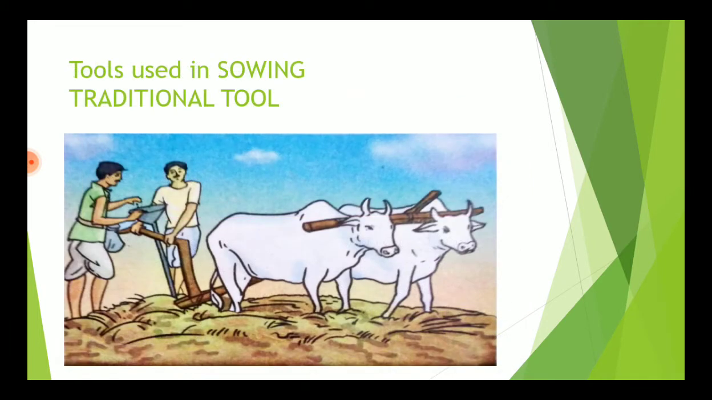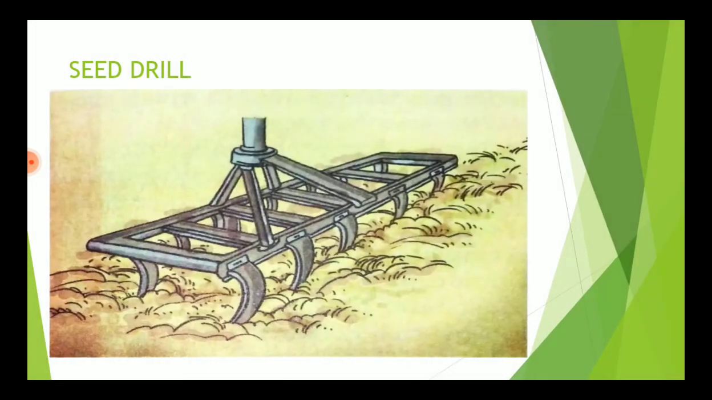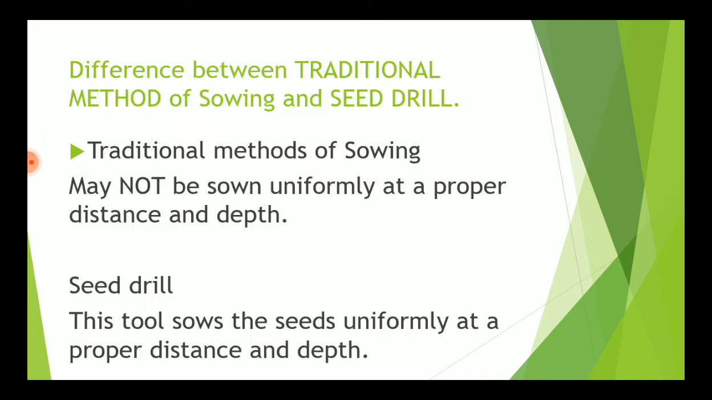Tools used in sowing. Difference between traditional method of sowing and seed drill. Traditional methods of sowing may not sow the seeds uniformly at a proper distance and depth. Seed drill. This tool sows the seeds uniformly at a proper distance and depth.